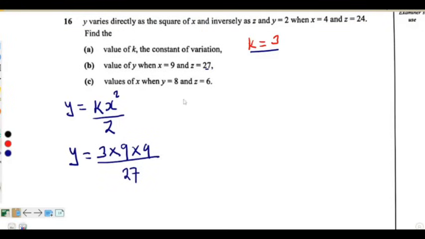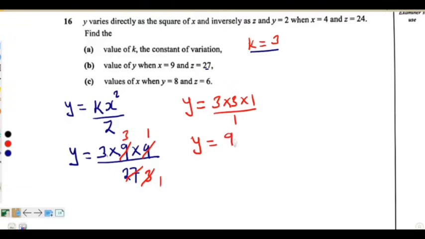So from here we are going to say y is equal to, so what we can do is 9 into 27 is 3, and again 3 into 9 is 3. So we have 3 times 3 times 1 over 1. So this will give us y is equal to 3 times 3 times 1. This is 9. So the value of y, y is equal to what? 9.